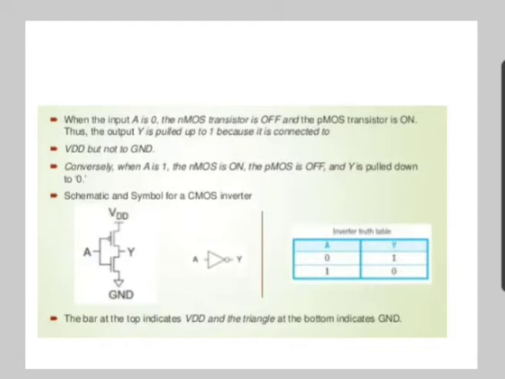When the input switches from high to low, the driver NMOS transistor is cut off and the capacitor charges up through the load PMOS transistor.